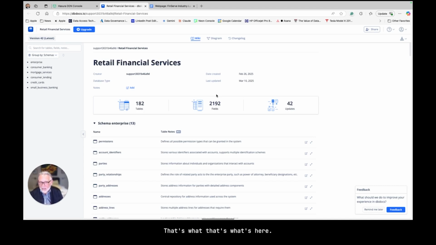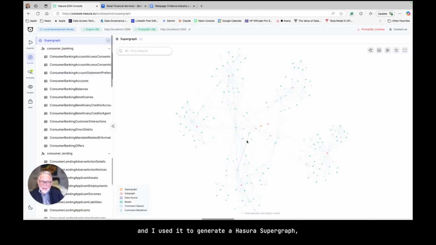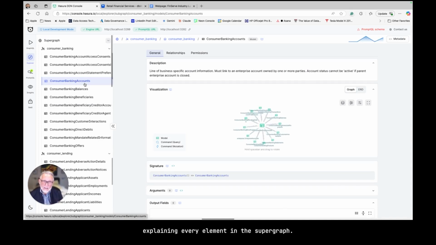That's what's here. There is a data model for each division within a retail financial services organization. I next took this data model and I used it to generate a Hasura supergraph, created relationships between elements within each subgraph in order to model information flows and identify compliance problems. And I made sure that there was very high quality metadata explaining every element in the supergraph.